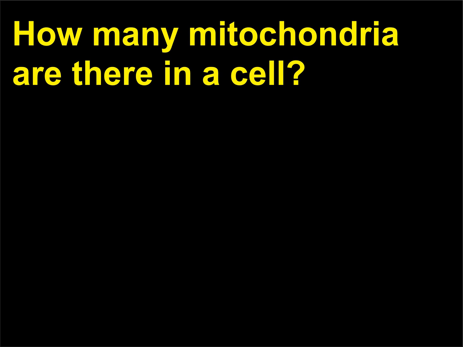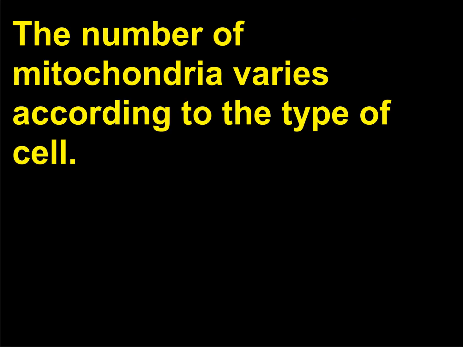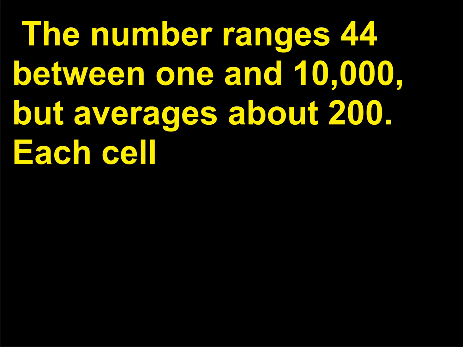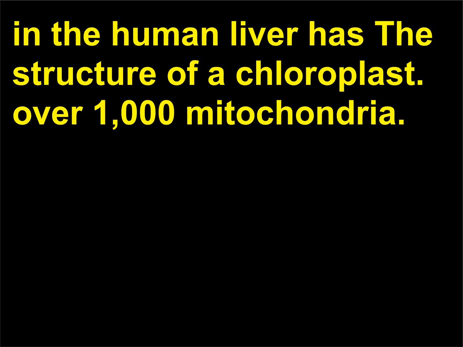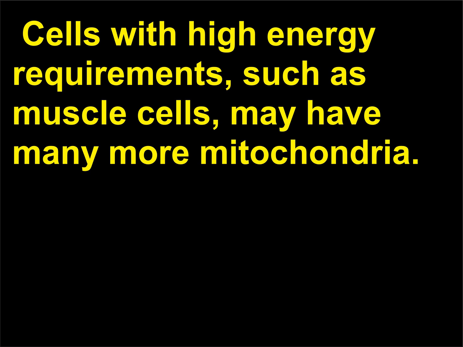How many mitochondria are there in a cell? The number of mitochondria varies according to the type of cell. The number ranges between 1 and 10,000, but averages about 200. Each cell in the human liver has over 1,000 mitochondria. Cells with high energy requirements, such as muscle cells, may have many more mitochondria.